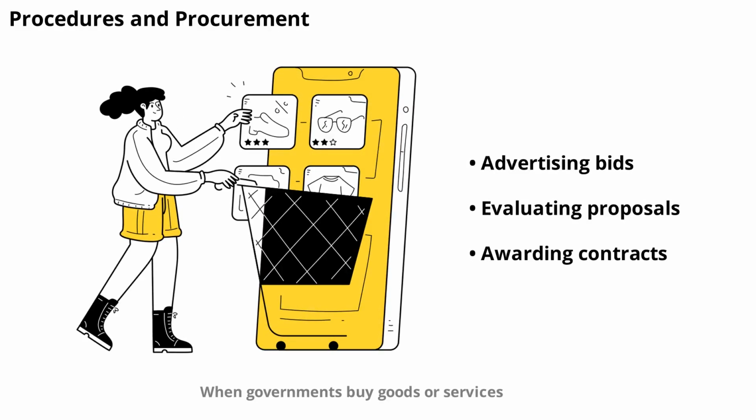When governments buy goods or services, they follow procurement procedures. These steps are designed to ensure fairness, competition, and value for money. Procurement procedures might include advertising bids, evaluating proposals, and awarding contracts. Following these rules helps prevent favoritism and corruption.